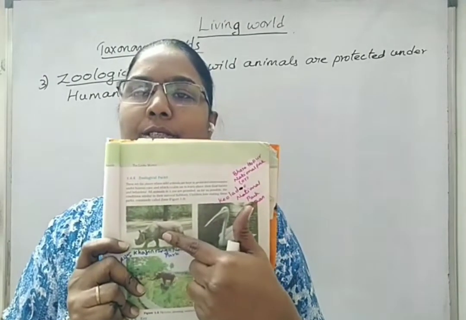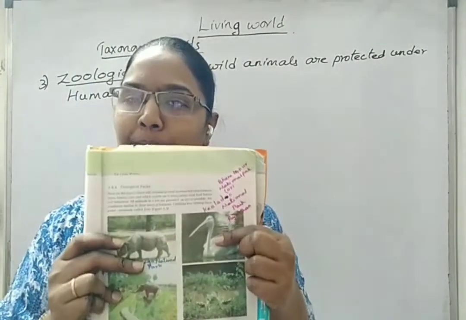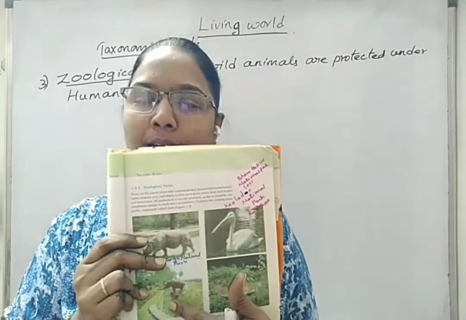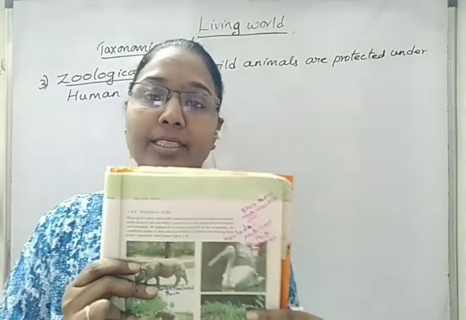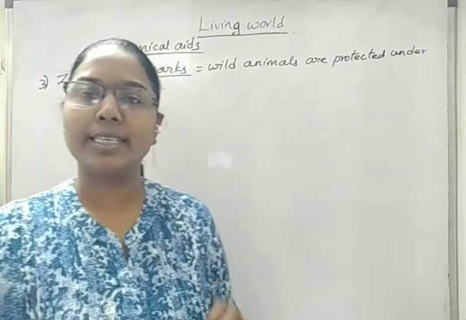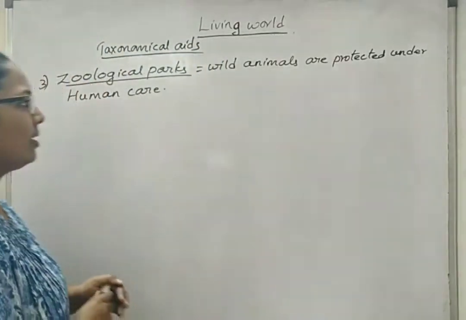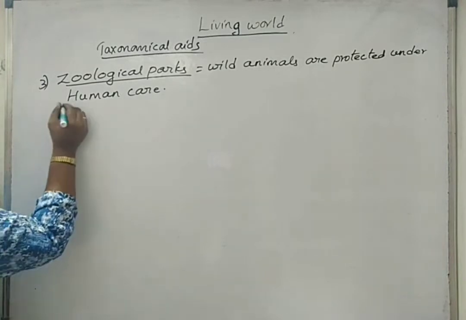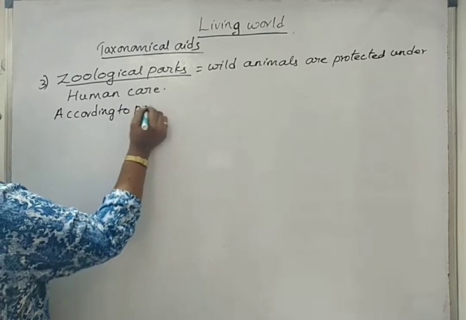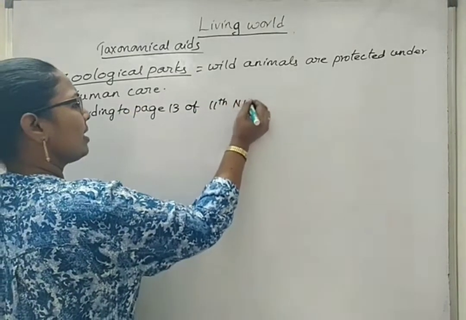Where does this rhinoceros exist? Where are these birds protected? Where are the many elephants more protected? And where are tigers protected? The area and the zoological park names of all those diagrammatic representations are very important. So let's learn about those, according to page 13 of 11th NCERT.